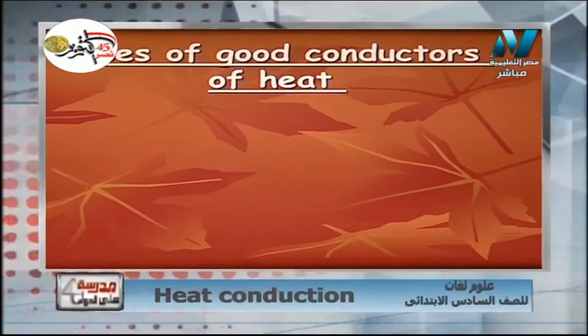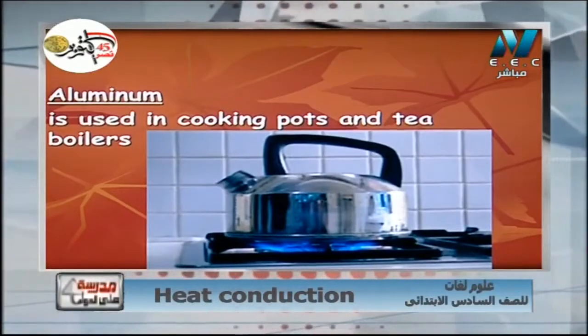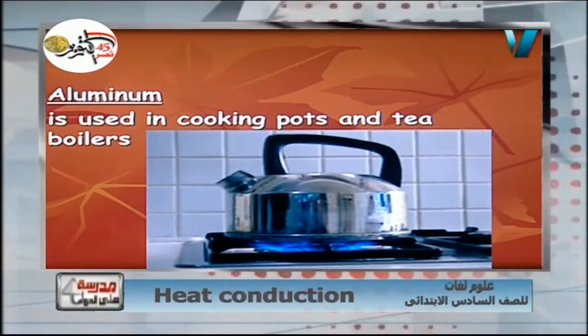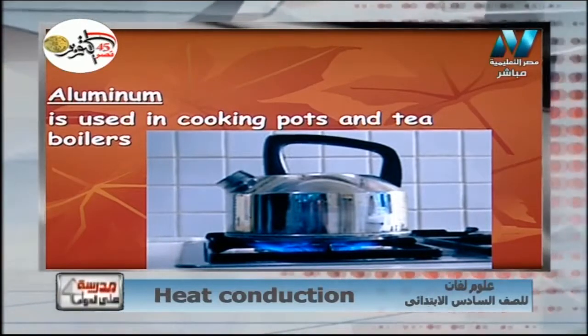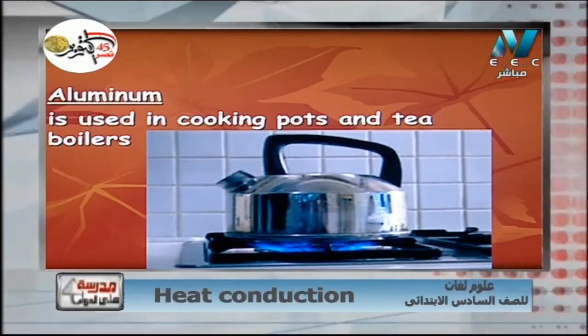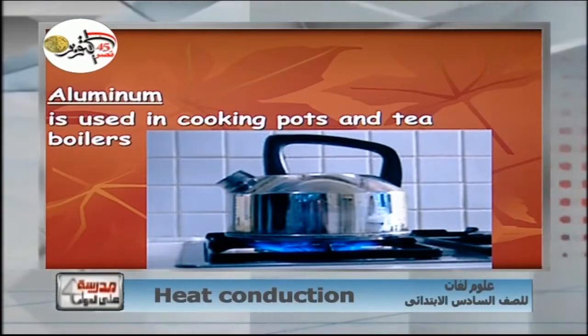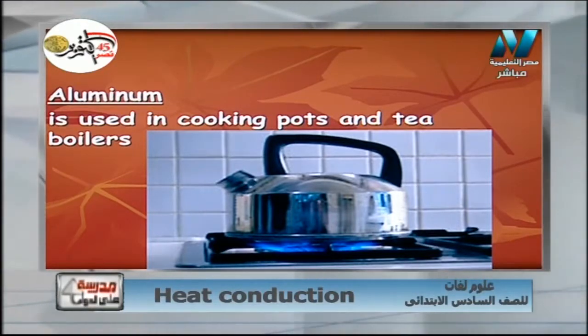آخر نقطة في درسنا النهاردة the use of good conductor and also the use of bad conductor. We use the good conductor in what? Sure, in cooking pots and tea boiler. كل good conductor زي الألمنيوم، copper, nickel for example في بعض الأوقات, and iron and stainless steel. All of them are used in cooking pots and tea boiler. Give reason because they are good conductor of heat.